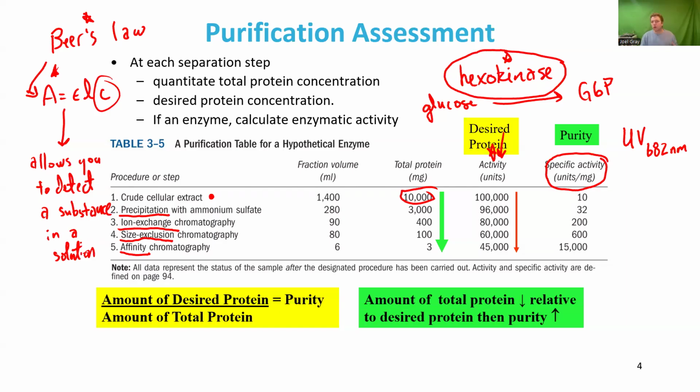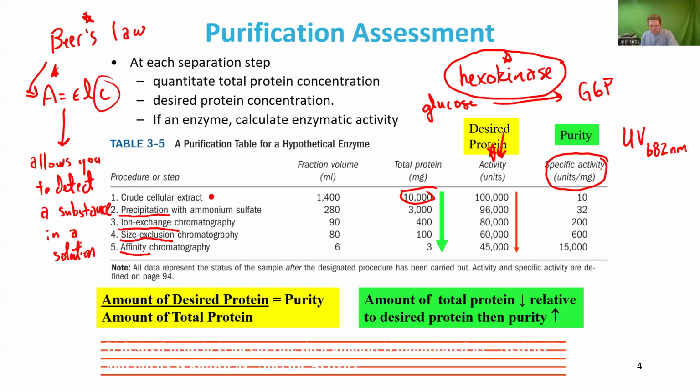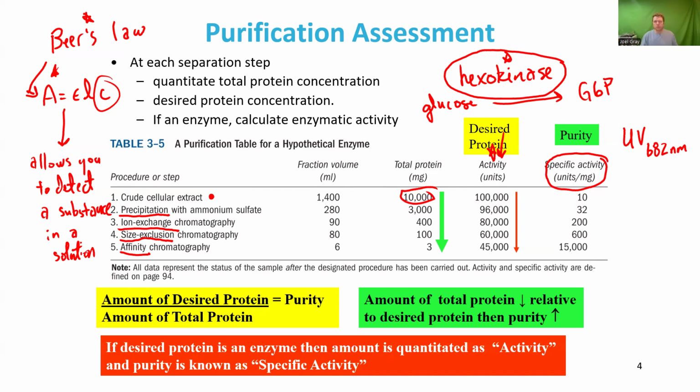For instance, if you're trying to purify or isolate hexokinase, do you care if there's hemoglobin in that sample? No, that's not what you're looking for. Okay, now your takeaway is, if the desired protein is an enzyme, then your amount is quantified as your activity, and purity is known as your specific activity.